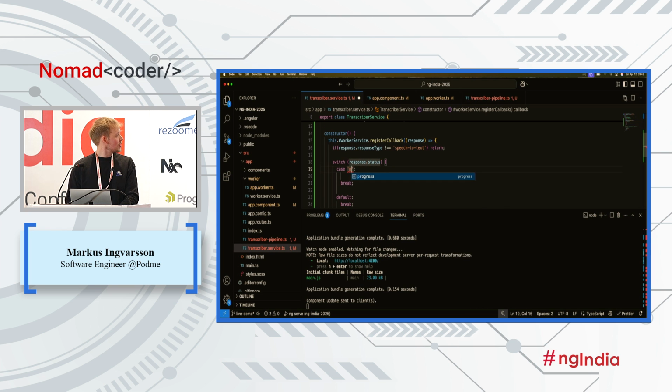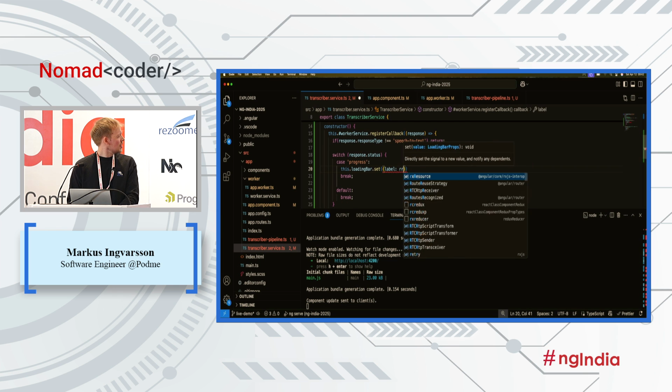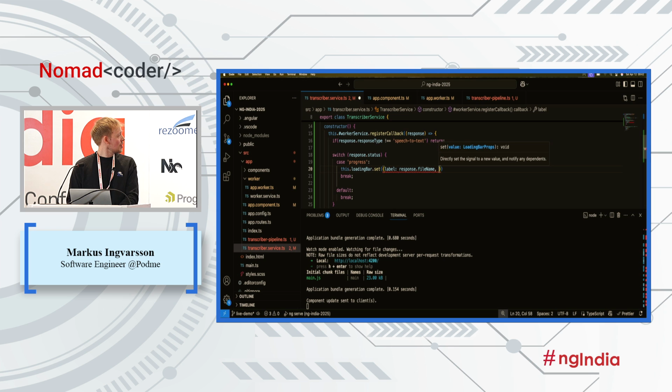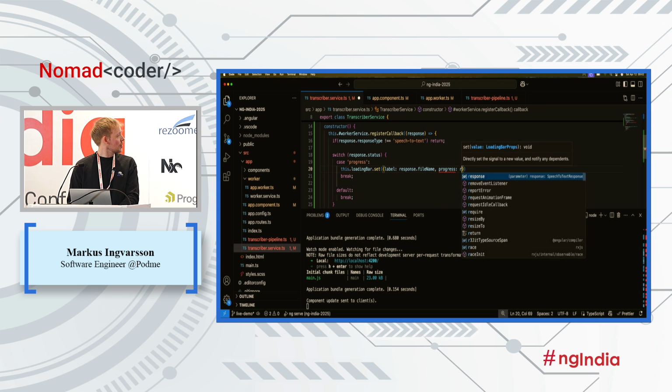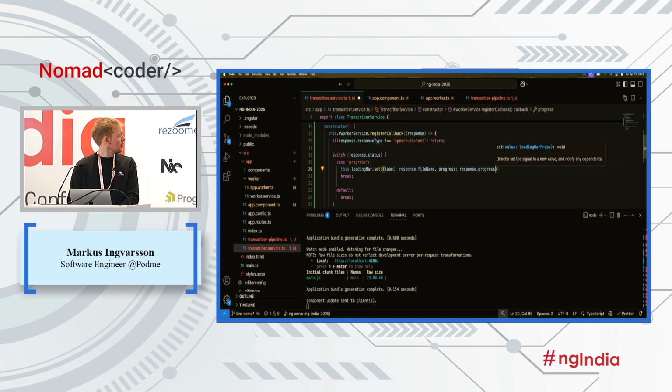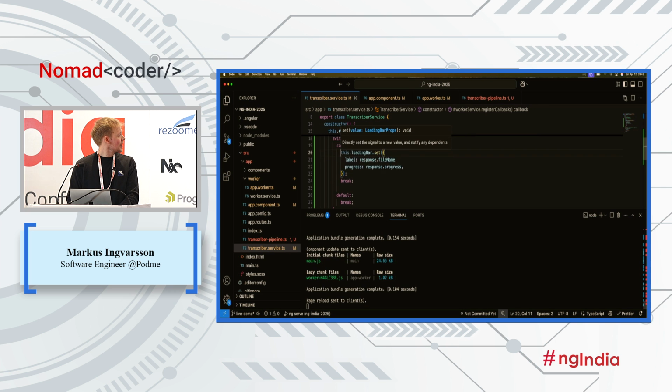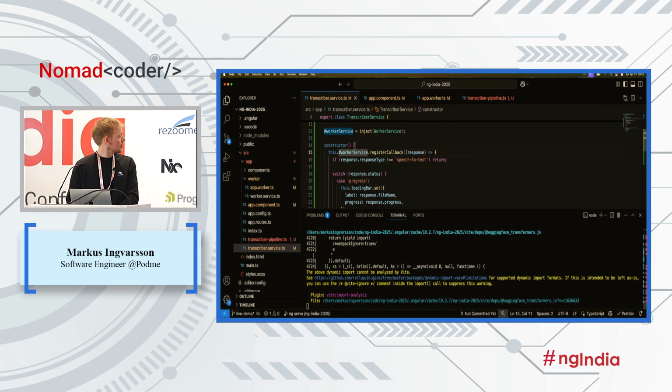And if it's concerned about the progress, well, then we are interested, because then this is a way for us to update this loading bar that we have instantiated. So the label, we'll take the label from response.filename, and then the progress will come again from the response. Very nice.